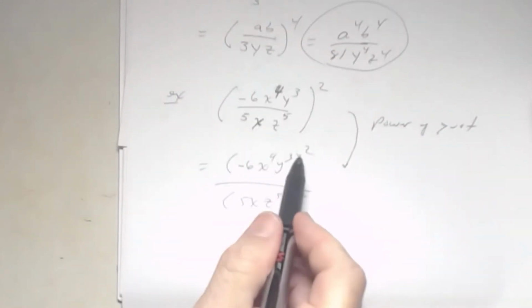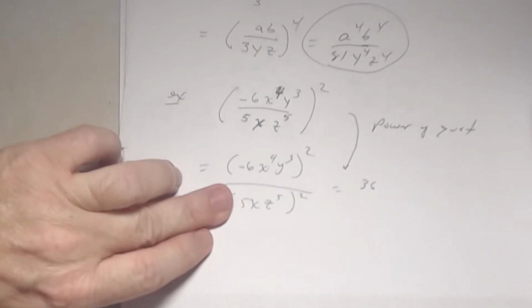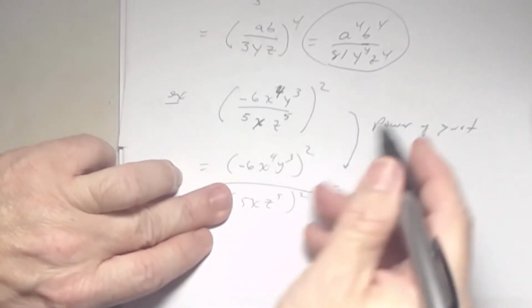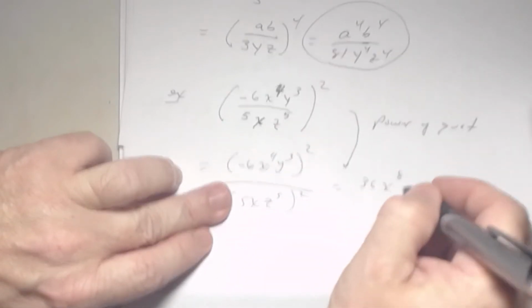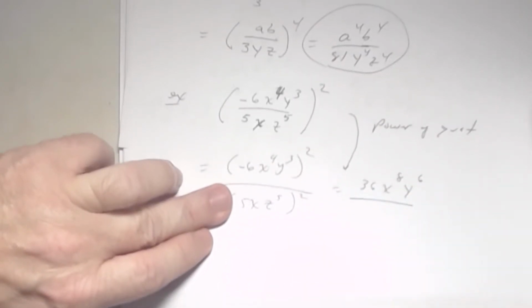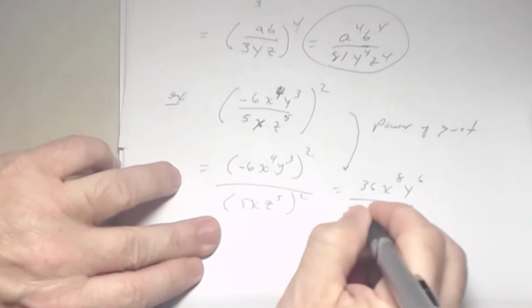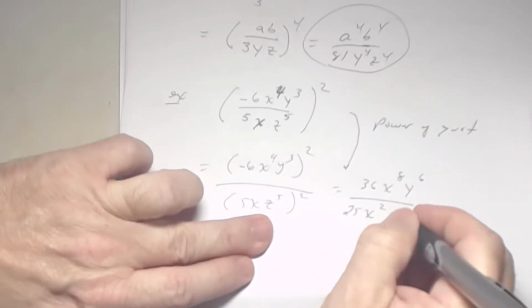Now I'm going to use the power of a product. So what's negative 6 squared? 36, because a negative 6 times a negative 6 is a positive 36. What's x to the 4th squared? X to the 8, because when you have a power raised to a power, that's a power rule. You do what to those exponents? Multiply. Y to the 3rd squared is what? Y to the 6th. So that's the numerator. Let's go to the denominator. What's 5 squared? What's x to the 1st squared? Good. What's z to the 5th squared?